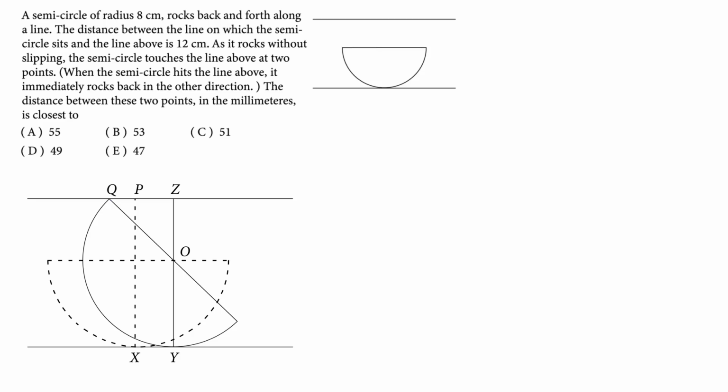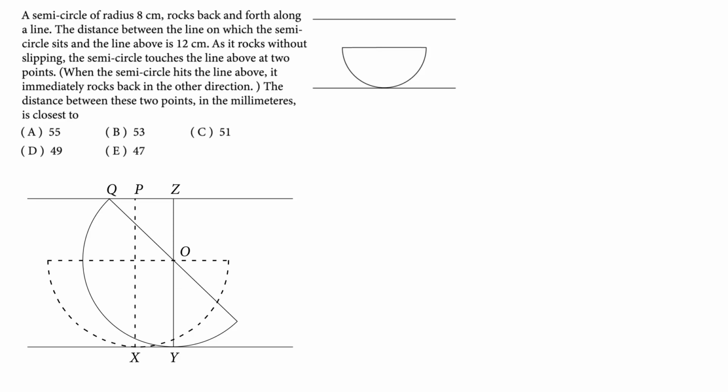And because of the symmetry of this diagram, when it rocks back in the other direction, it will probably hit around here. But we don't need to be concerned about that yet. We just need to figure out this distance from Q to P, and then double it, and we will get the answer to this question.